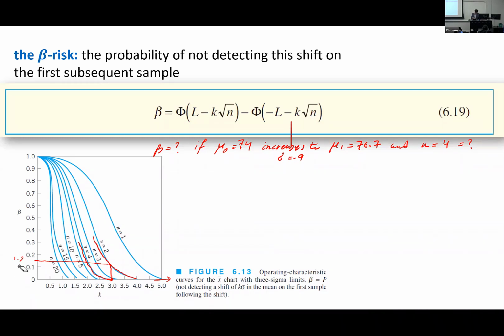Sorry, 15% chance of type 2 error. Beta risk is 15%. 15% chance that you take a sample and the first sample average falls within limits. Okay, I think you got it.